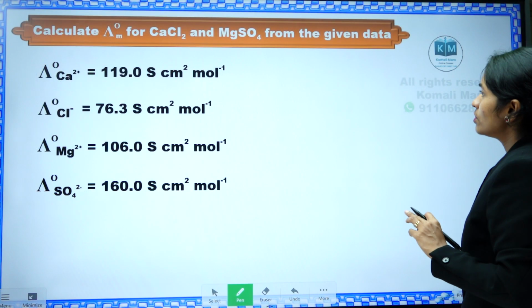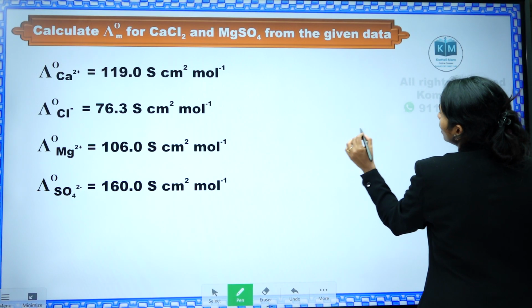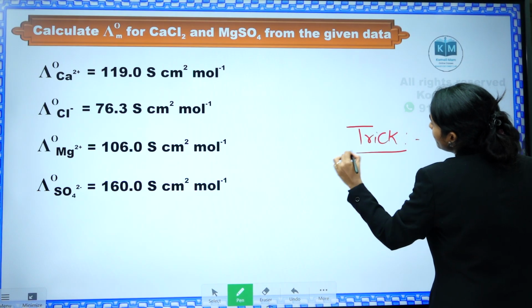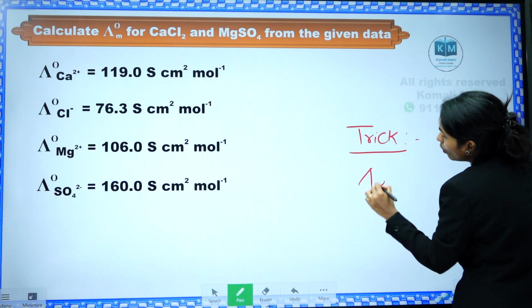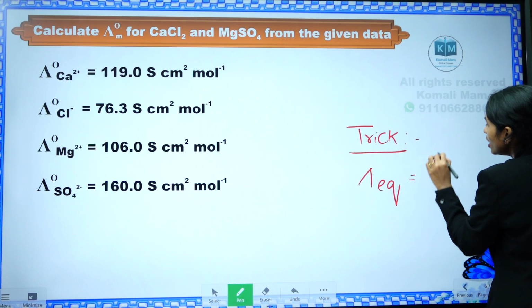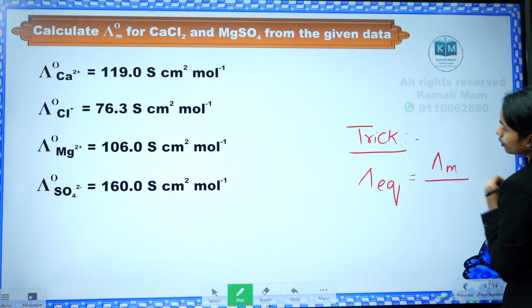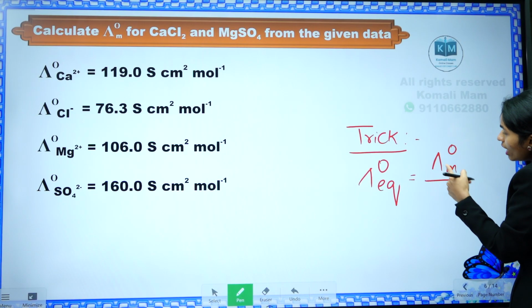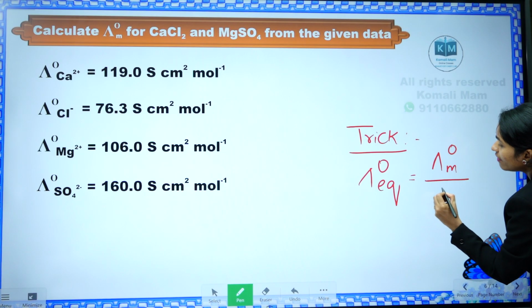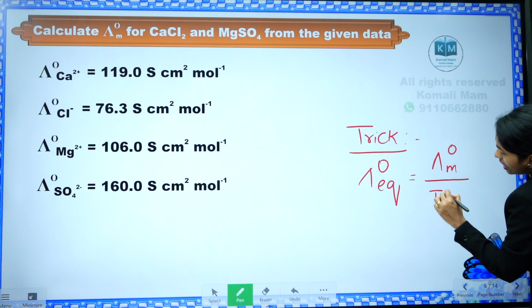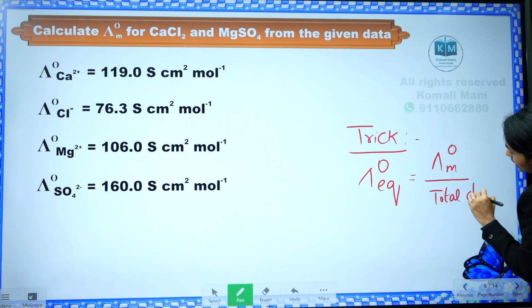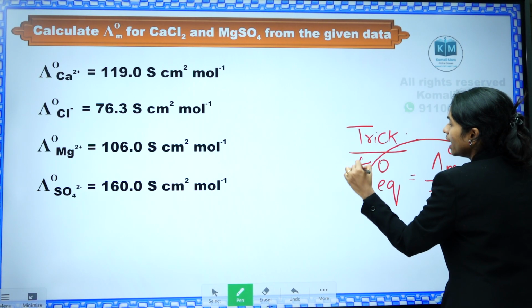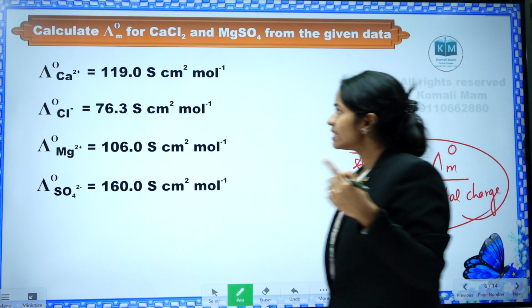Next, suppose there is a relation between equivalent conductivity and molar conductivity: equivalent conductivity at infinite dilution is equal to molar conductivity at infinite dilution divided by total charge. Total charge. This is the formula. This formula is important. We will see step by step.